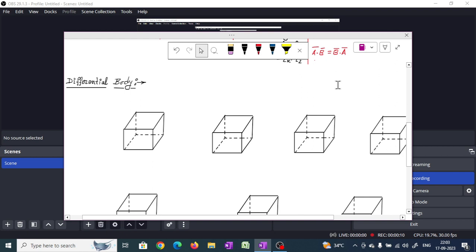Today I will start electromagnetic field theory, and in the last lecture I covered the coordinate systems, rectangular coordinate systems. Today I will proceed to the rest of the part of the rectangular coordinate systems, that is called differential body.